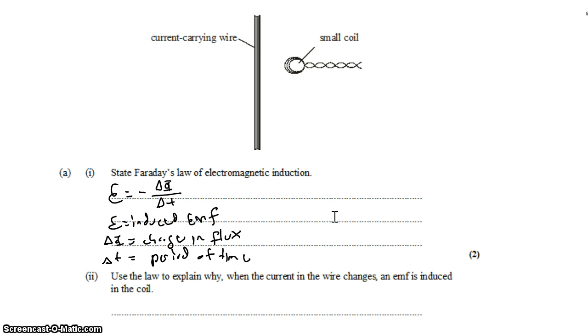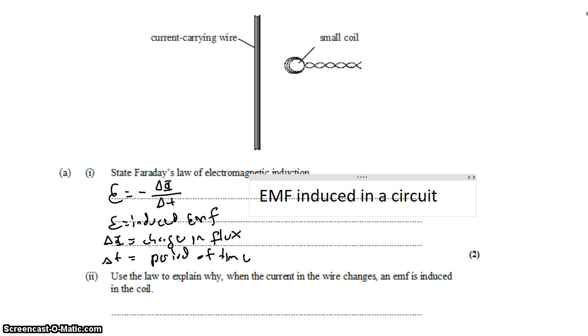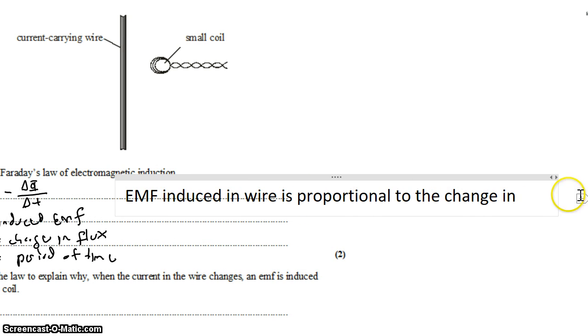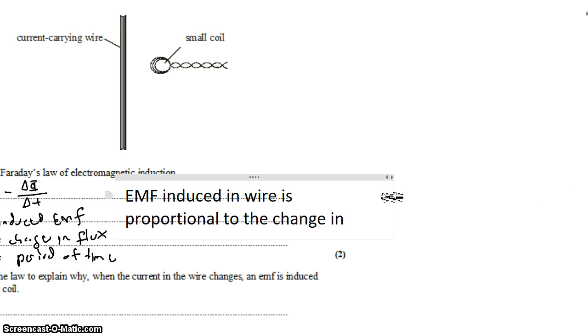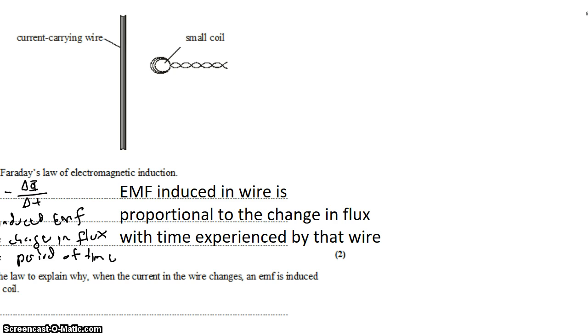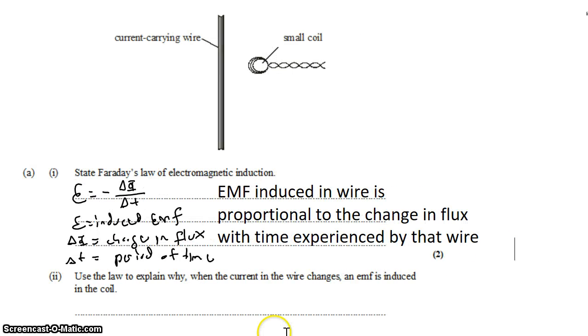Sometimes you can't, though, so you should also try to describe what you're trying to say in words. So Faraday's law of induction tells us that EMF induced in a circuit, or EMF induced in a wire, is proportional to the change in flux with time experienced by that wire. So the faster the flux changes, the higher the EMF.